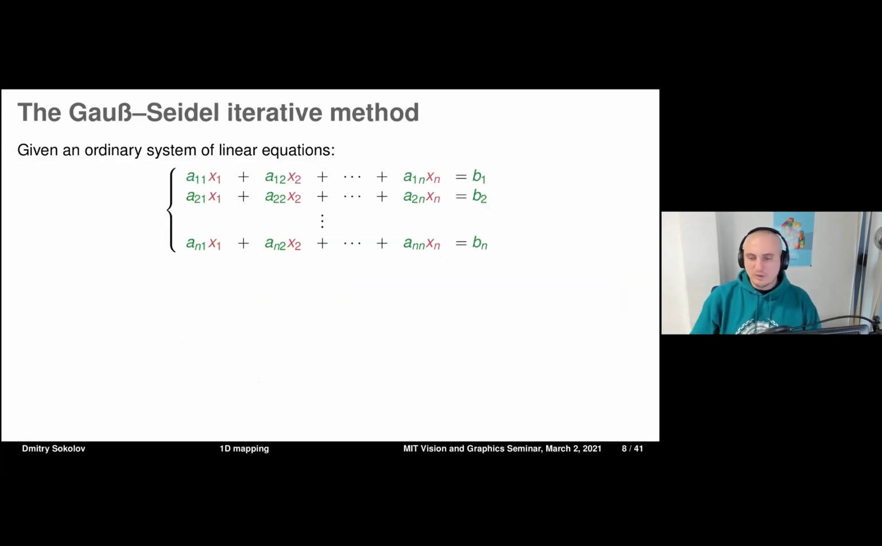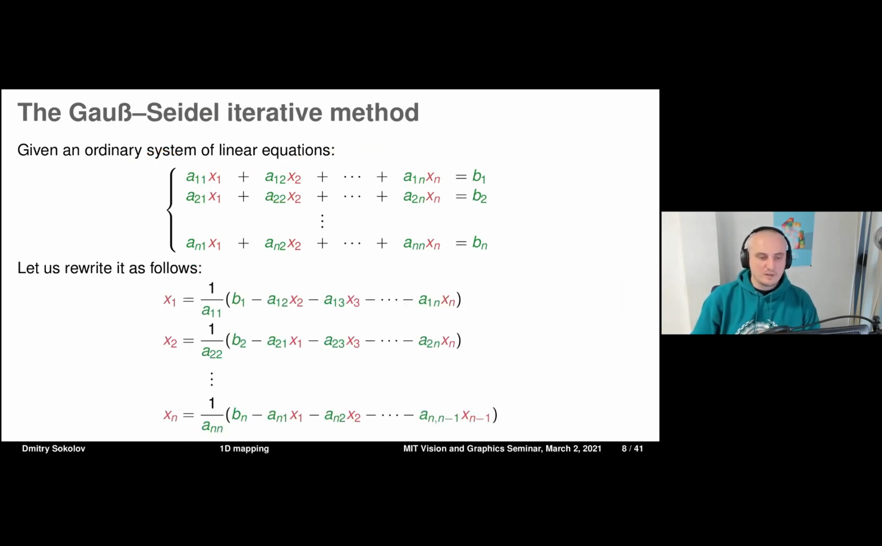Let us suppose that we have an ordinary system of linear equations. It can be rewritten by leaving xi at the left side of the equations. So I take x1 here, and all the rest goes to the right side. So we can rewrite it in this way.